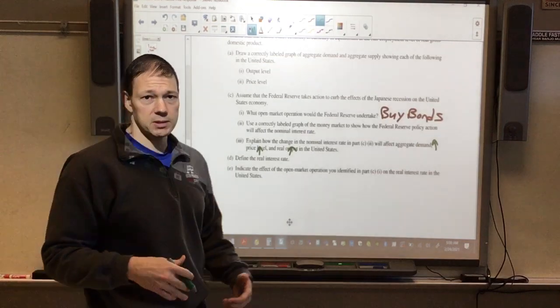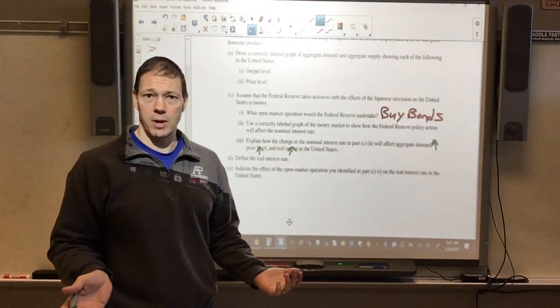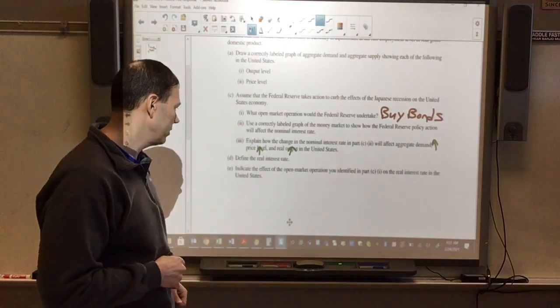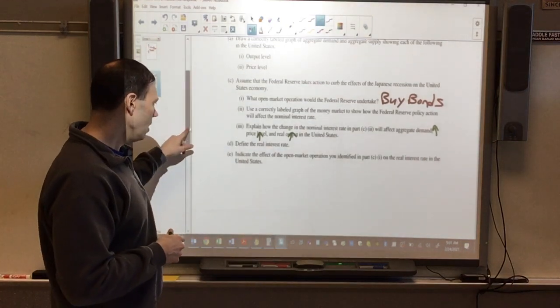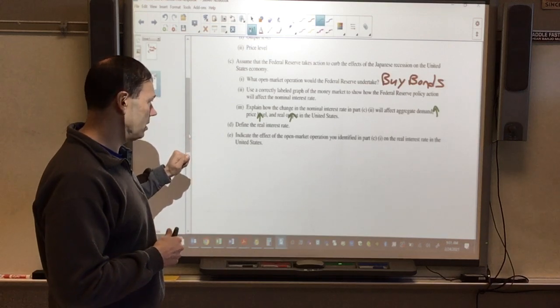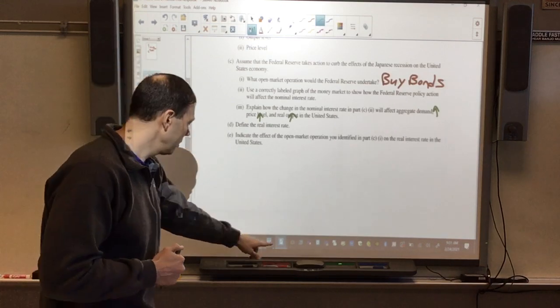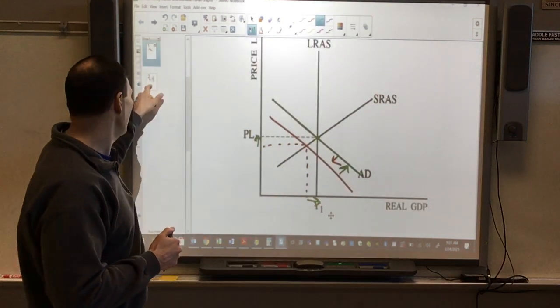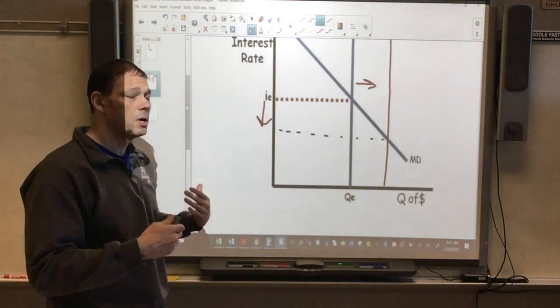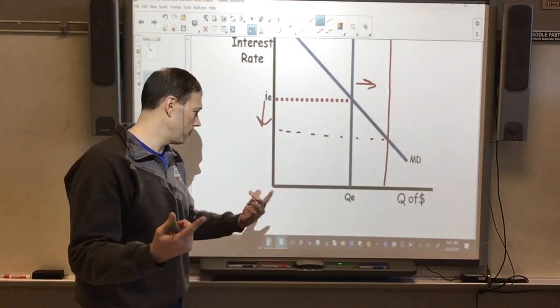Define real interest rate. Simply, real interest rate is interest rate adjusted for inflation, or you could say nominal interest rate minus inflation, perfectly acceptable. And then what's going to happen to the real interest rate in the United States? Well, coming back to our money market graph, what happened to the nominal interest rate? The nominal interest rate went down, so real interest rate is going to go down.